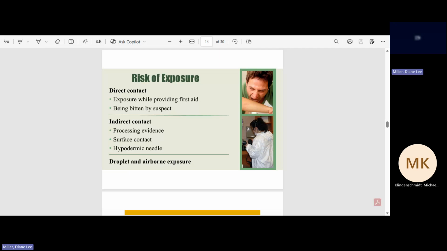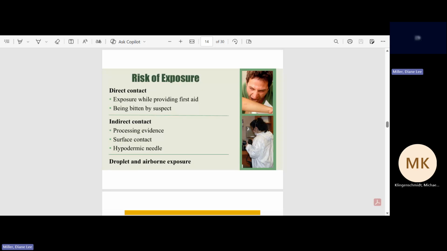With the direct contact, your greatest risk of exposure is going to be when you are providing first aid. Despite what's often thought, the actual bite, if you are bitten by a suspect or another subject, the bite itself is not what increases your risk of exposure, but if that person has their blood in their mouth, and then that gets into non-intact skin during the process of the bite.